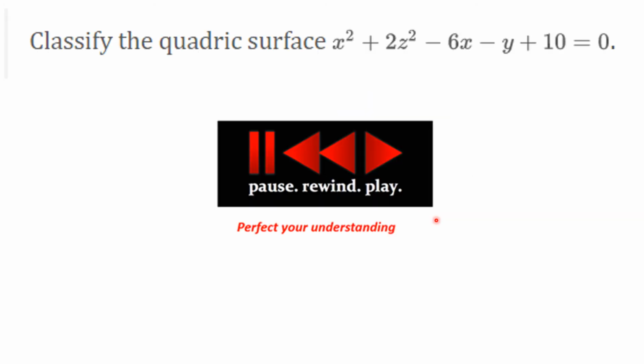Let's look at another one. Here, you're to classify the quadric surface: x squared plus 2z squared minus 6x minus y plus 10 is equal to 0. And when you look at the relationships of the x's and the y's, you observe that this is probably translated somewhere, and you have to be aware of that shift. Okay, so you know what to do. Let's see how you did.